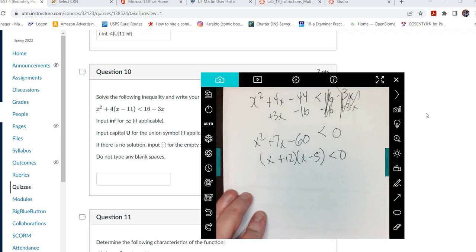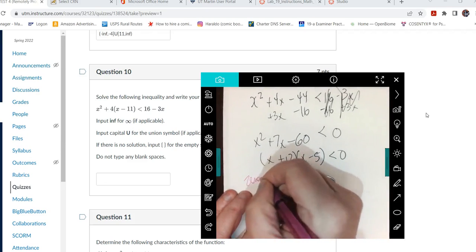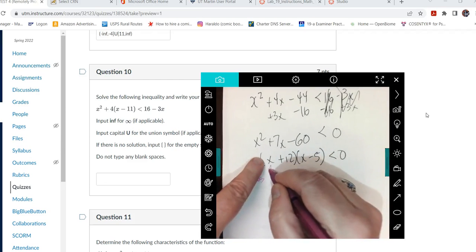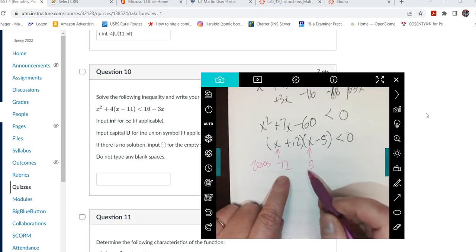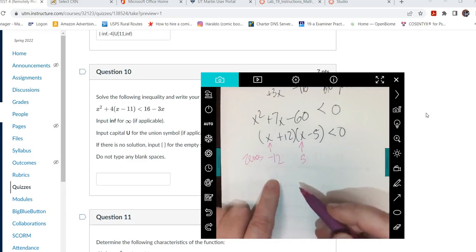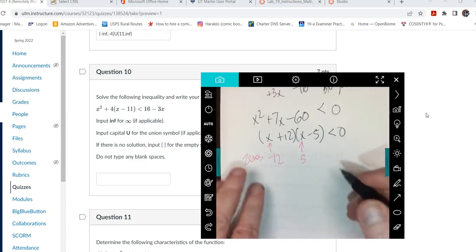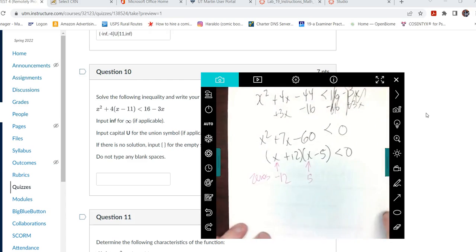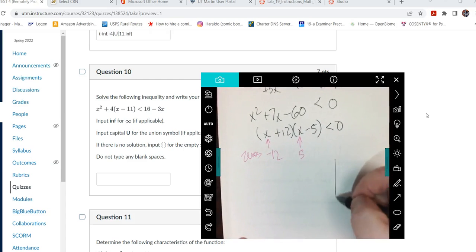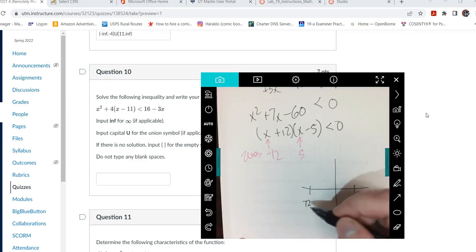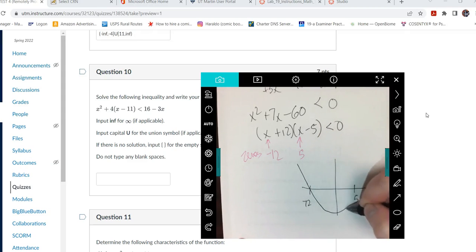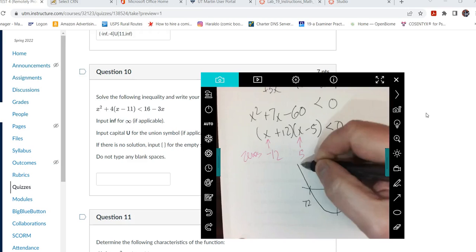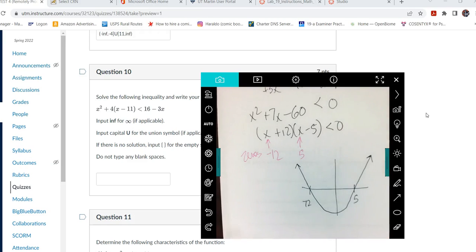Now, what are the zeros? The zeros are going to be negative 12 and 5. So those are going to be our x-intercepts. So this is going to look like, since it's positive x squared, it's a parabola that will open up. So it's going to look like something like that.